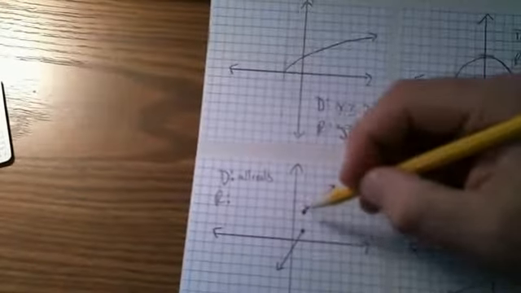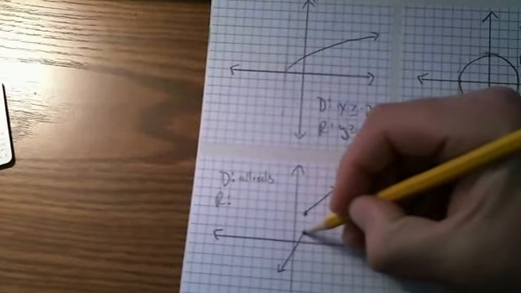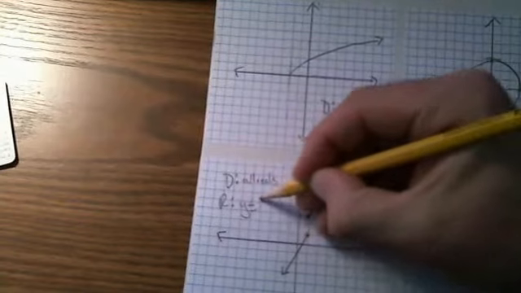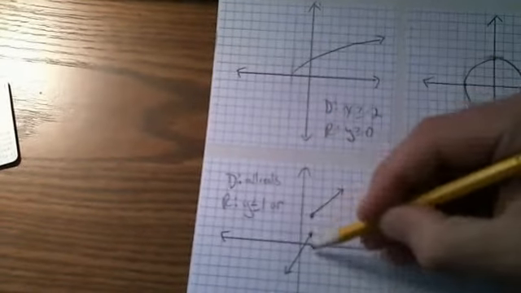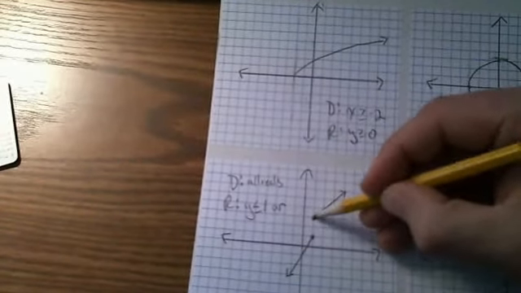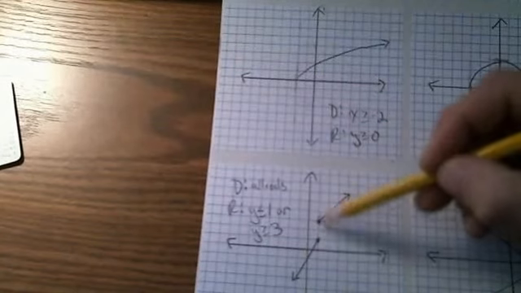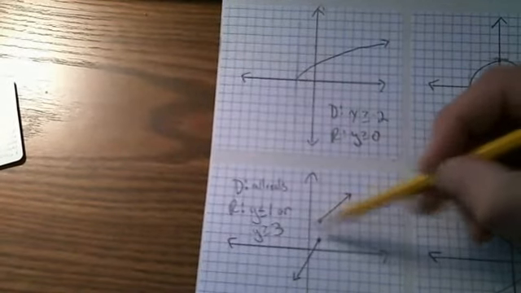Our range, well, this is y equals 1 and down. So y is less than or equal to 1, or 1, 2, 3, and up. Y is greater than or equal to 3. So anything between 1 and 3, there is no range value for it. There's no output value.